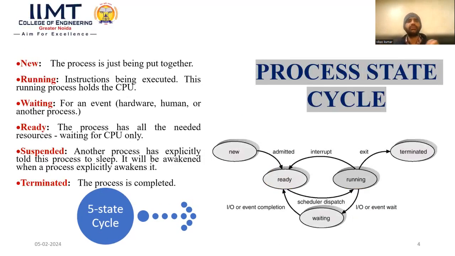So next one is the waiting state. Waiting state means waiting for an event; there can be any event. For example, if you give any command, due to this command the process may need input output devices, any hardware devices, or interaction with human beings. During this, the process goes to the waiting state till the event is completed. After completion of the event, the process goes again to the ready state.